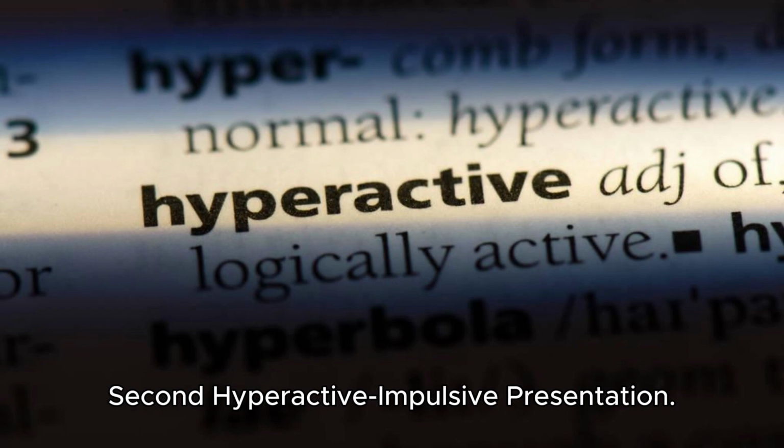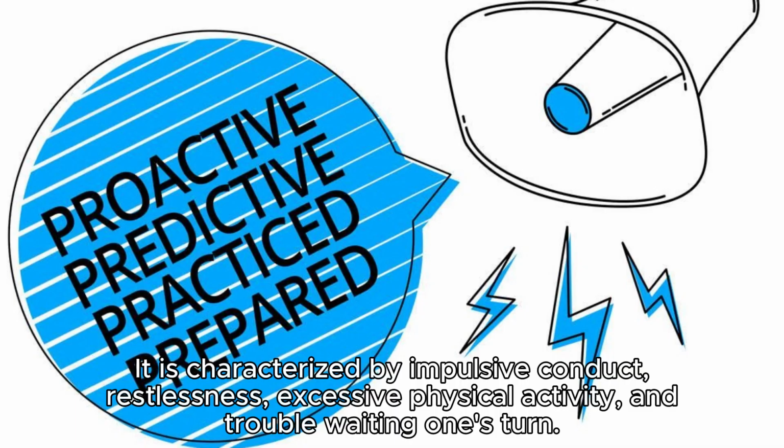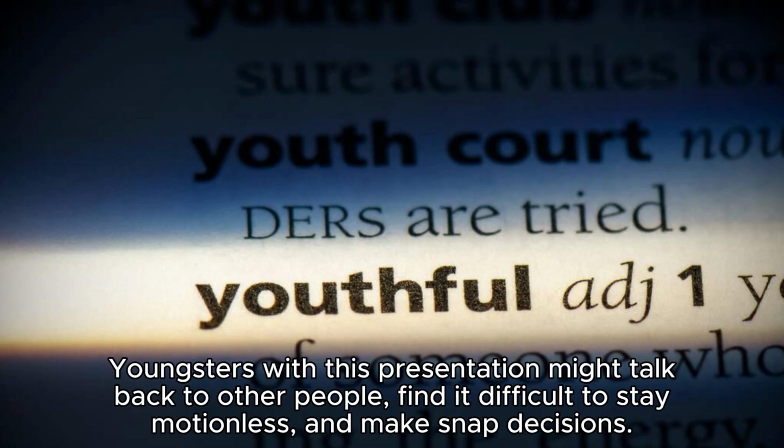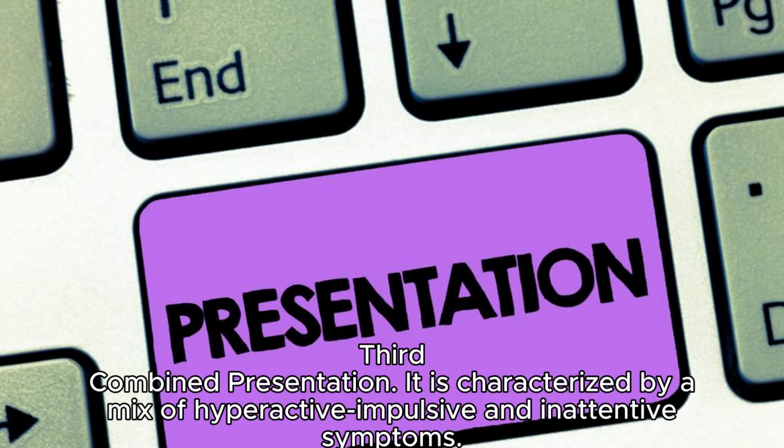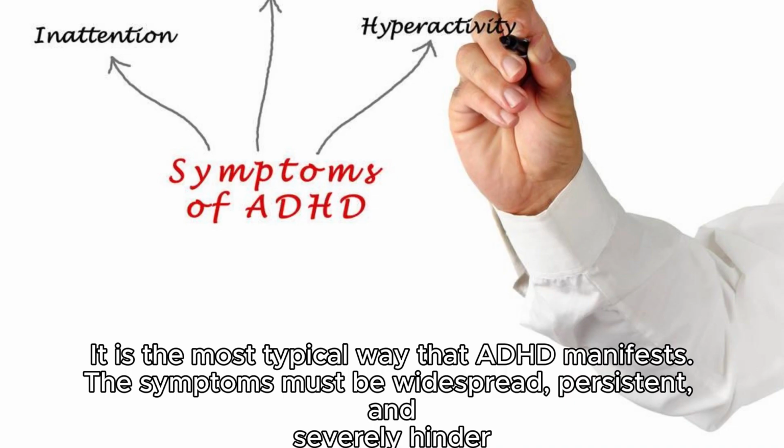Second, hyperactive impulsive presentation. It is characterized by impulsive conduct, restlessness, excessive physical activity, and trouble waiting one's turn. Youngsters with this presentation might talk back to other people, find it difficult to stay motionless, and make snap decisions. Third, combined presentation. It is characterized by a mix of hyperactive impulsive and inattentive symptoms. It is the most typical way that ADHD manifests.